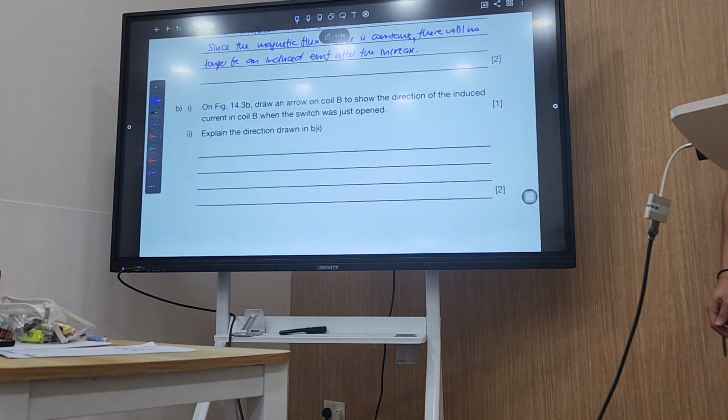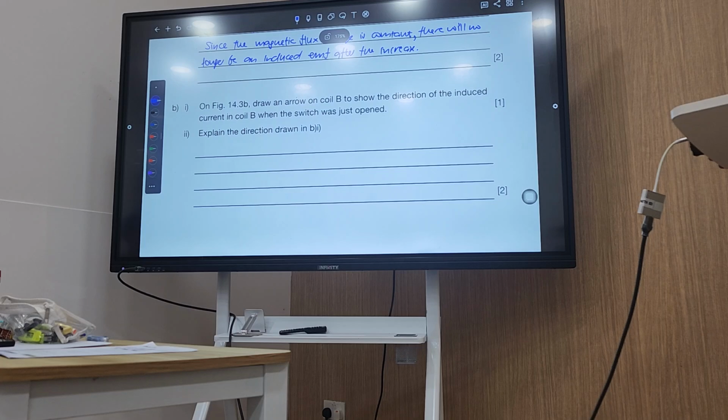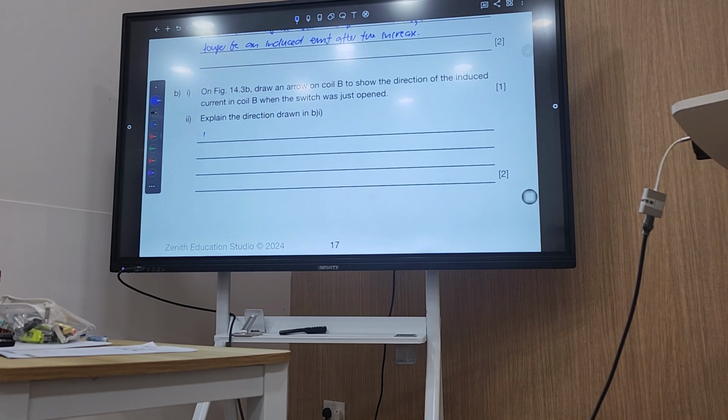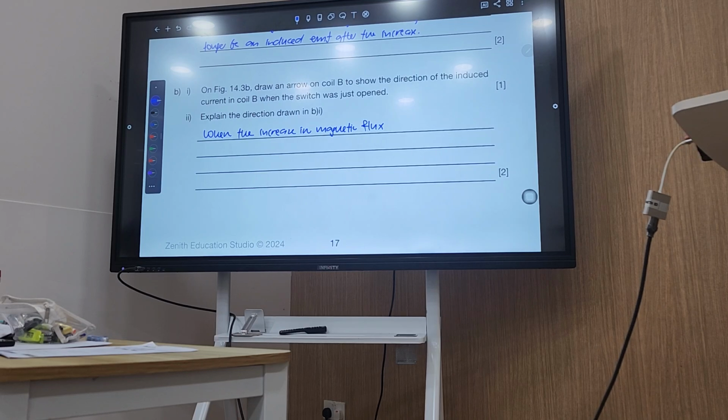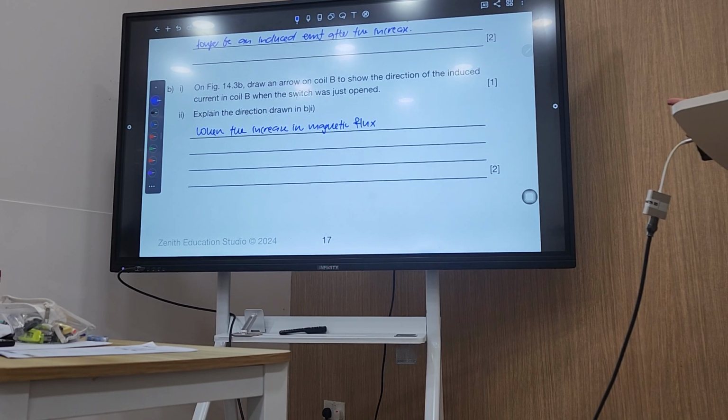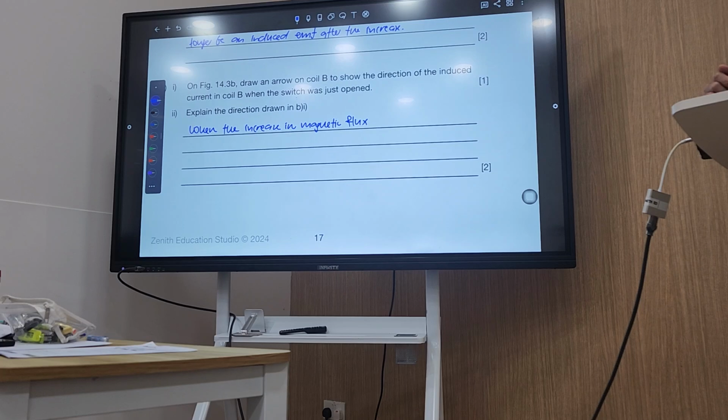Explain the direction shown in B part 1. Okay, essentially we are going to be quoting Lenz's law. So, how are we going to say it? We are going to say that when the increase in magnetic flux linkage occurs, very sharp. Do you do the question? It's because of Lenz's law. But do you do it? Do you write anything there? When the increase in magnetic flux linkage occurs, okay, current in coil B.